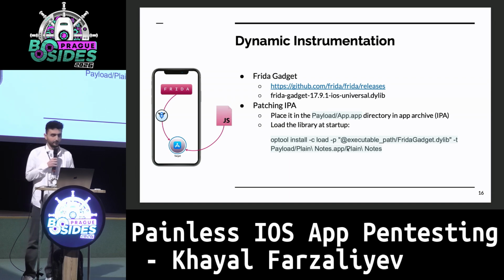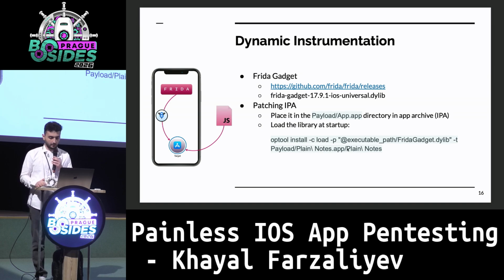Next, we need to patch the IPA. We unzip the IPA, which gives us a Payload folder, and inside that the app bundle, for example Payload/app.app directory, and we copy frida-gadget.dylib into that folder.